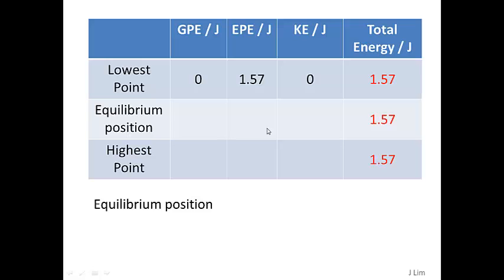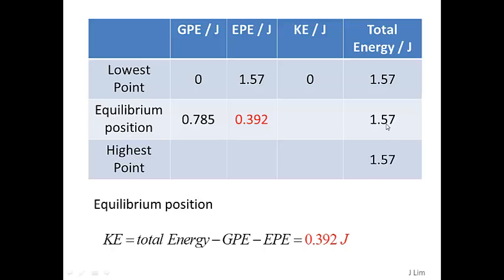Now at the equilibrium position, the GPE is mgh. So that is 0.785 joules. The elastic potential energy, calculated in B2, will be 0.392. So the KE will be total energy less gravitational potential energy less elastic potential energy. That will give us 0.392.